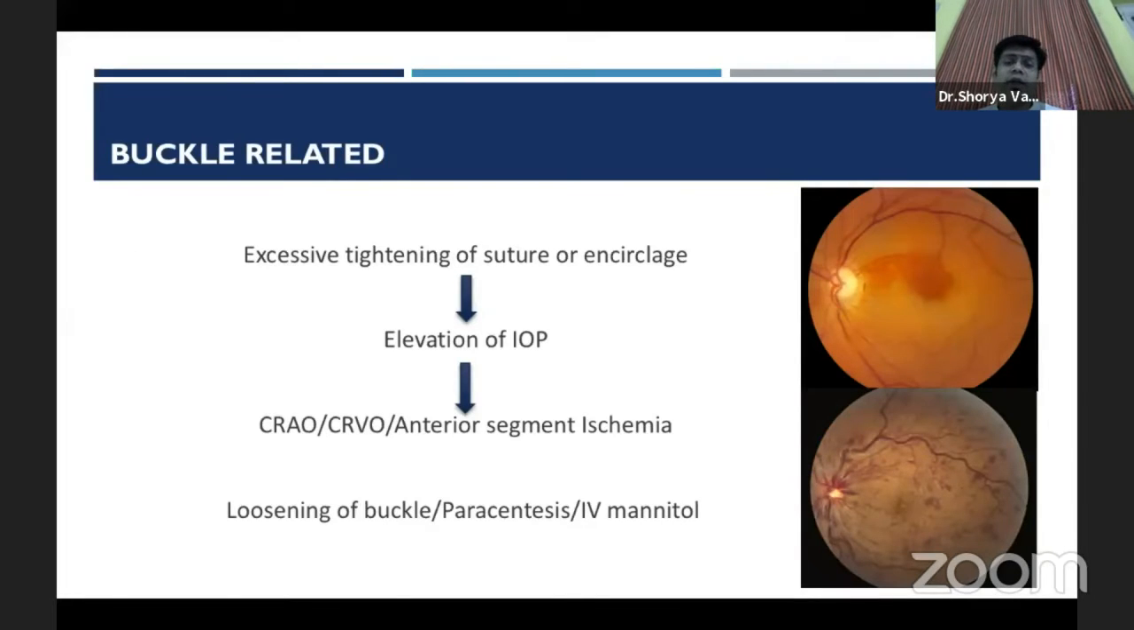Excessive tightening of the encirclage can also lead to elevation of IOP and then to complications like CRAO and CRVO. In such cases, you need to loosen the buckle, do a paracentesis, or do anything to decrease the intraocular pressure.